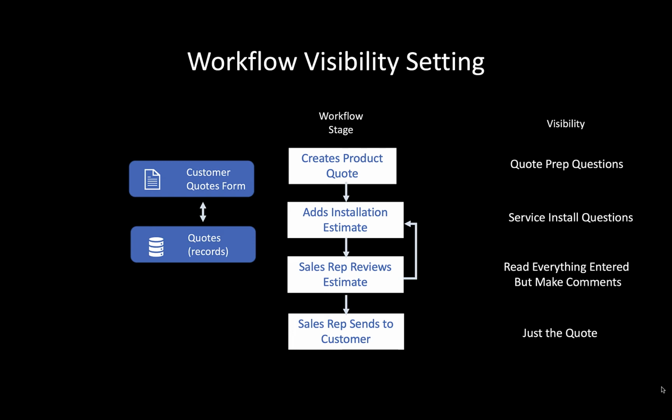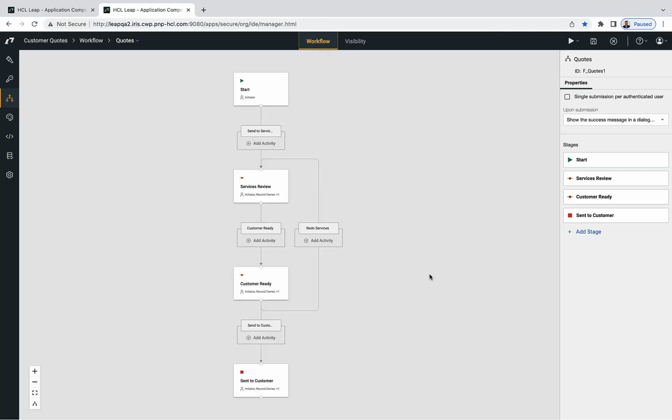Workflow visibility settings allow you to determine what different roles are allowed to see and do in each stage of the workflow. So we want the rep to see certain things at certain stages in the workflow, and we want the services team to see other things at certain stages in the workflow. Well, how do we do that? We do that with visibility settings.